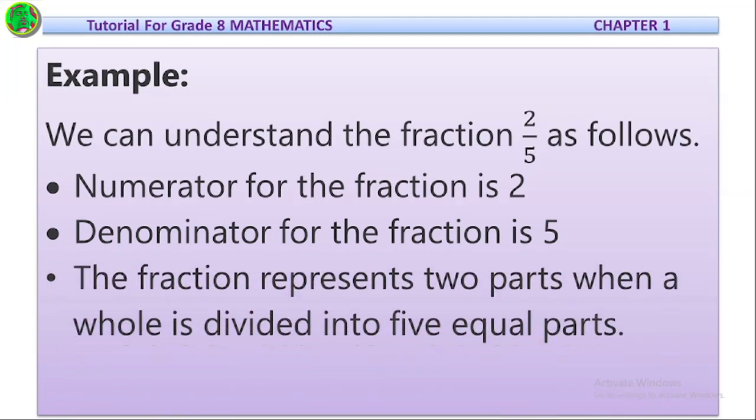The fraction represents two parts when a whole is divided into 5 equal parts. That means 2/5 means, the denominator indicates that one whole is divided into 5 equal parts.